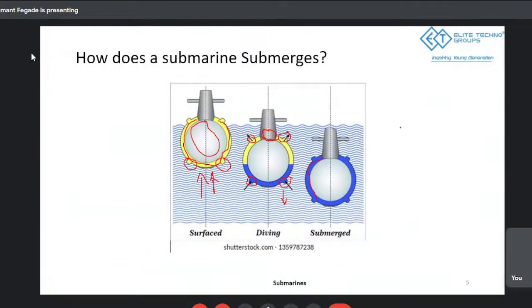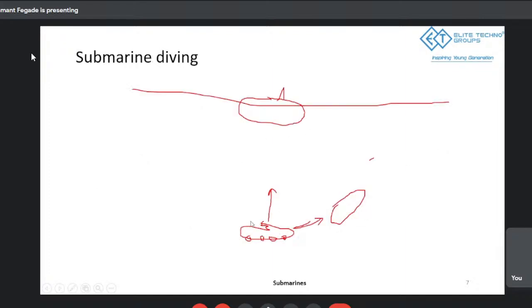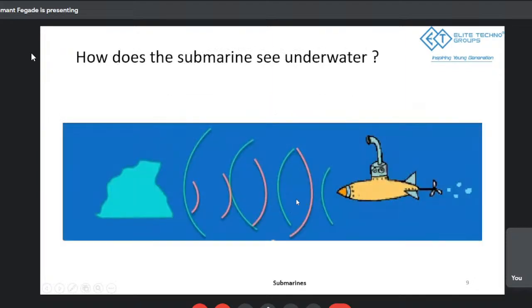What I was mentioning was, when you talk about the submarine control surfaces, as you can see over here, there is this propeller, which is used to drive the submarine forward. Once it gets to the bottom, at this particular stable position underwater, the propeller will start driving it. Before that, let me cover how it actually sees underwater.